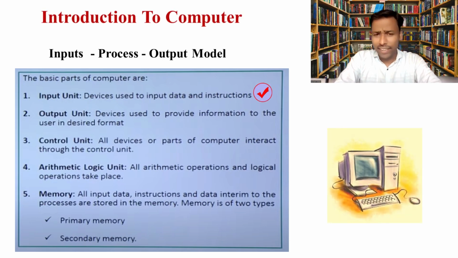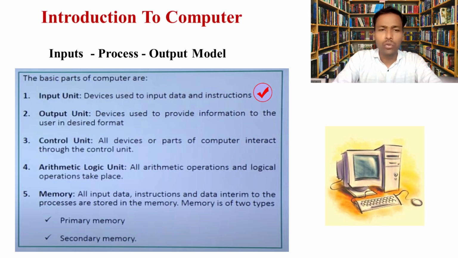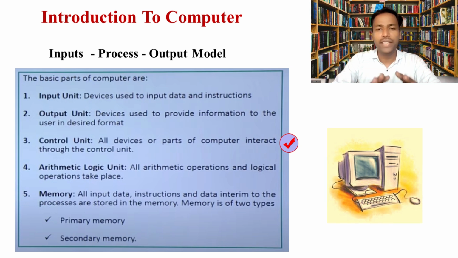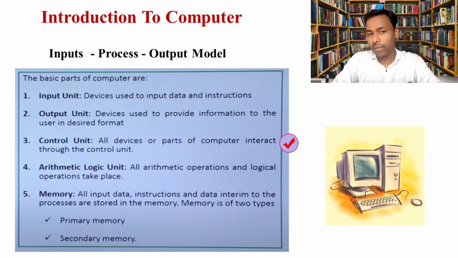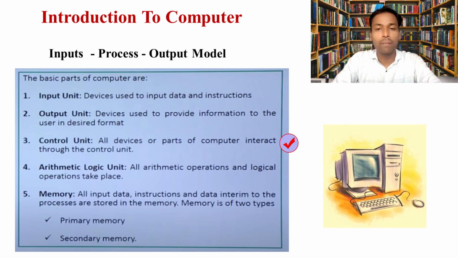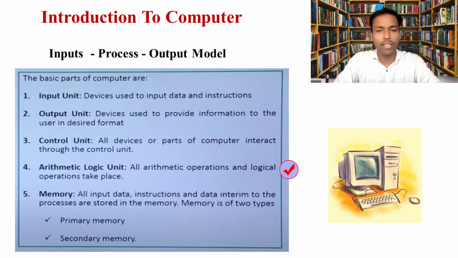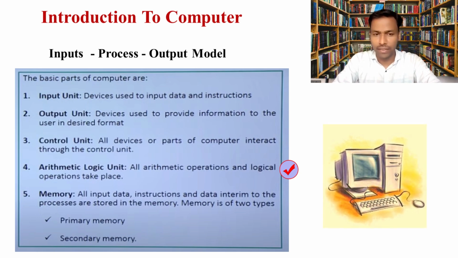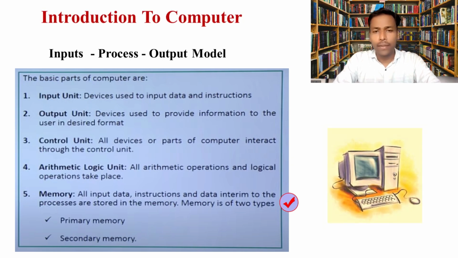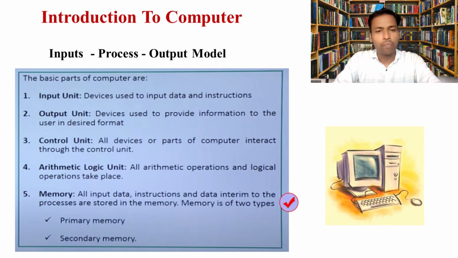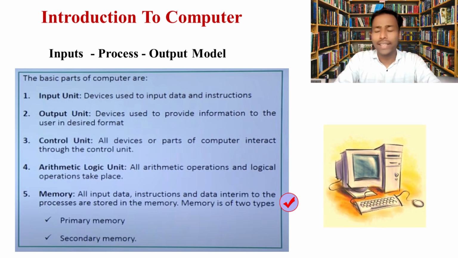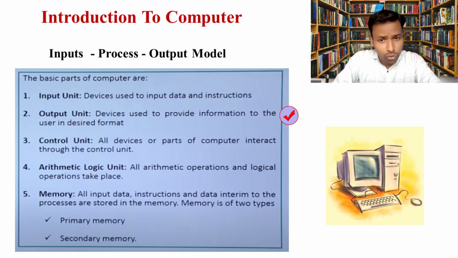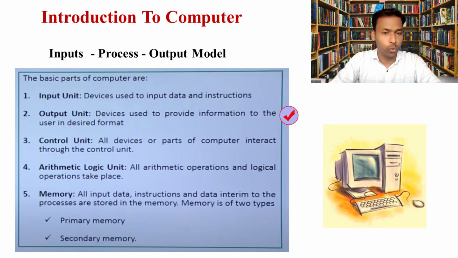The input unit consists of devices that are used to give data or instructions to the computer. The control unit collaborates with all the devices and controls the functions of all the parts of the computer. The arithmetic logic unit carries out all the arithmetic operations and logical comparisons. The memory: all the input data, instructions, output, and interim data is stored in the memory unit. And finally, the output unit: the devices that are used to give us output.